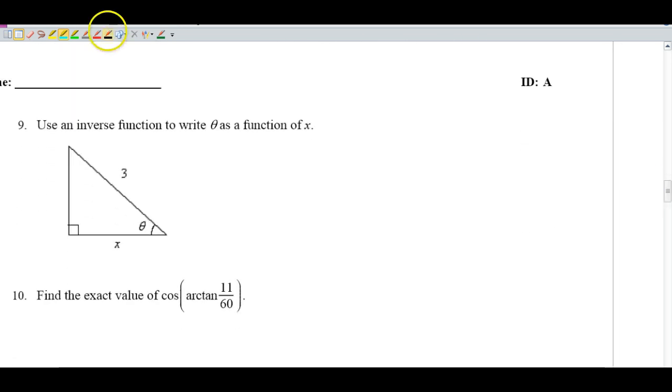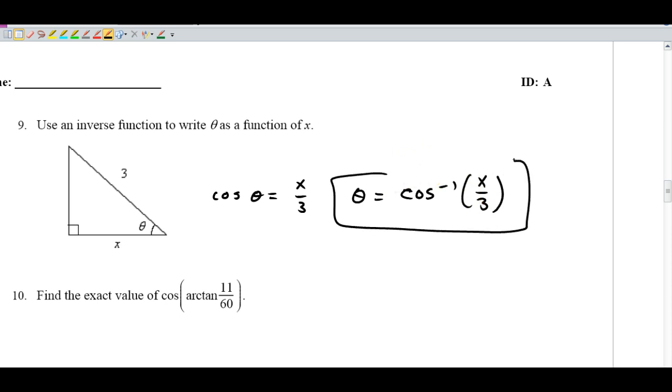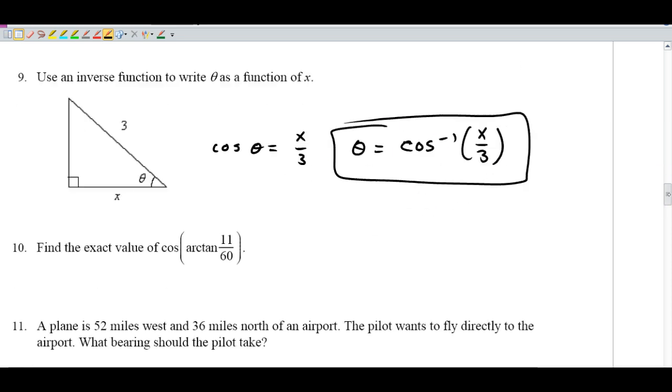Use an inverse function to write theta as a function of x. So I'm going to use the cosine function. So I know that the cosine of the angle is x over 3. So I know that theta is equal to the inverse cosine of x over 3, and that's theta as a function of x. There you go.